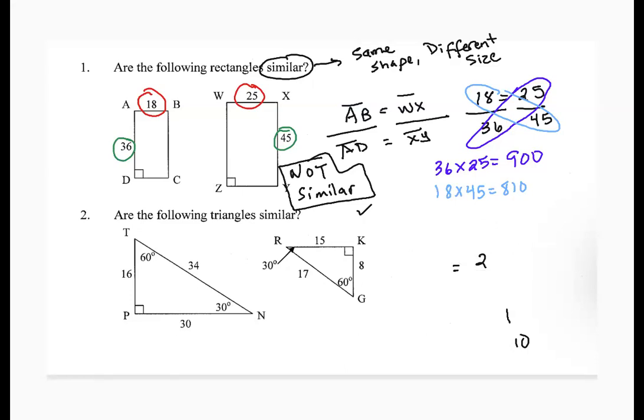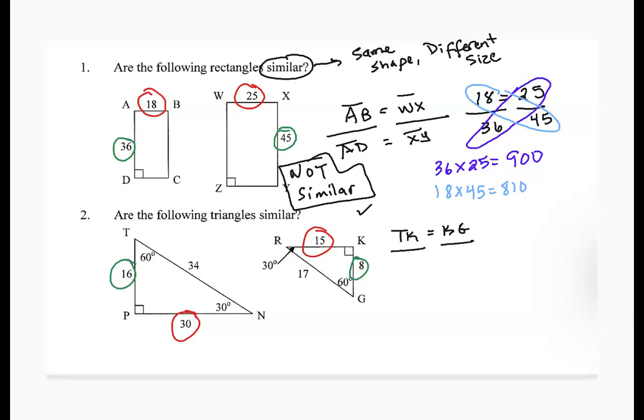And then on here, number 2, we look at which triangles are similar. Again, like I did before, I'm going to make sure I label them correctly. 16 goes to 8, and 30 goes to 15. My hunch is that these are similar, but I'd be a bad teacher if I didn't actually do it. So I'm doing TK is equal to KG as ratios, and then PN is also equal to RK.